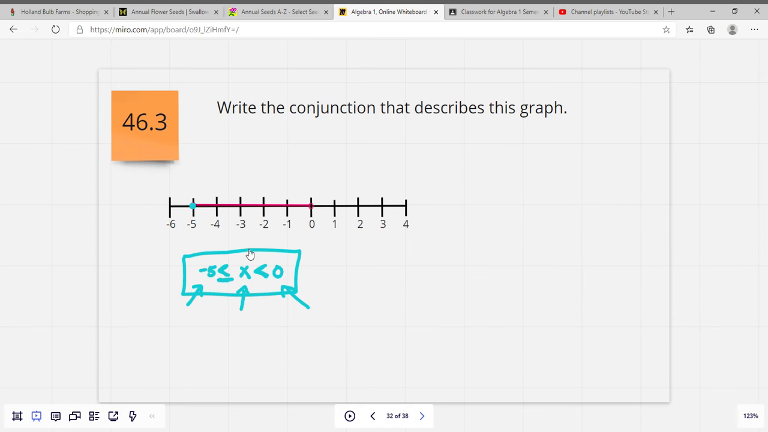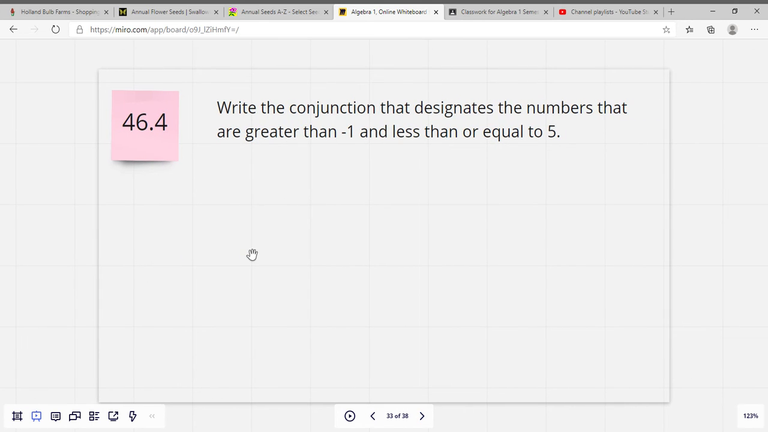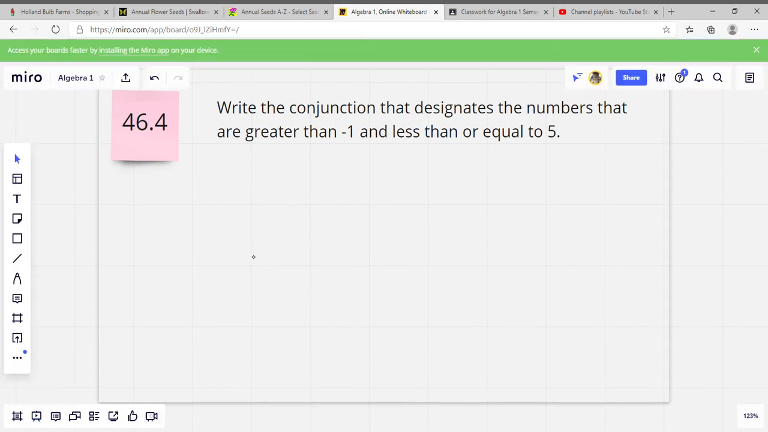All right, let's try another example. Write a conjunction that designates the numbers that are greater than -1 and less than or equal to 5.